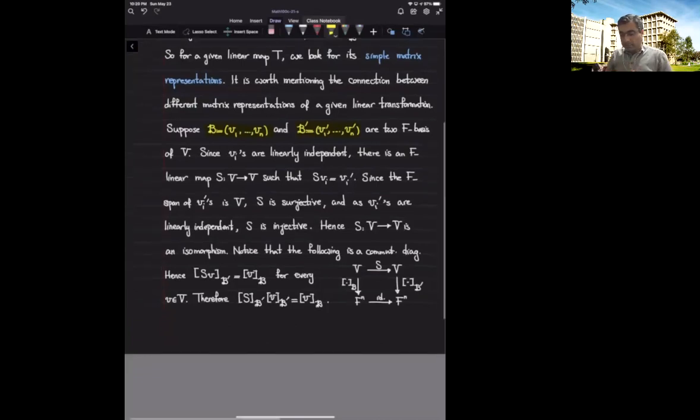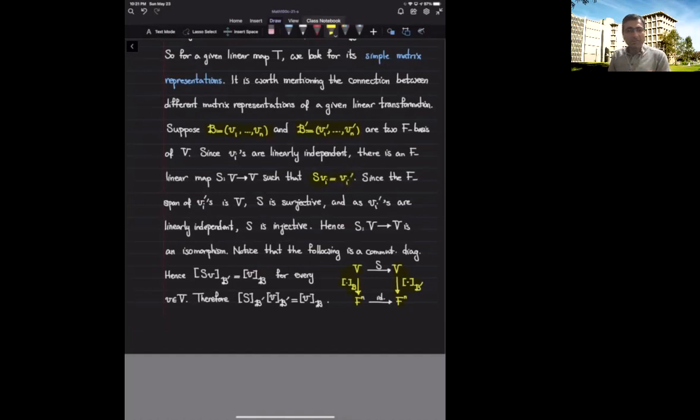Now, I can write down any vector that you give me either in terms of the basis that's given by B, or in terms of the basis that's given by B prime. So I end up getting two different vectors. The question is, what's the connection between them? Now notice that because the v sub i's are linearly independent, I can send v sub i to an arbitrary vector and extend it to an F-linear map. Because the v sub i's are linearly independent, I can do that, so I choose to send them to v sub i prime.